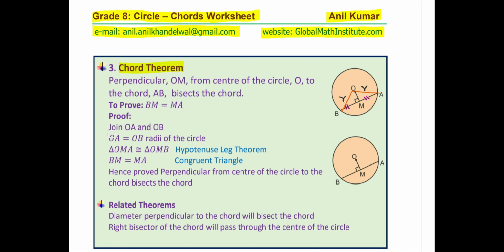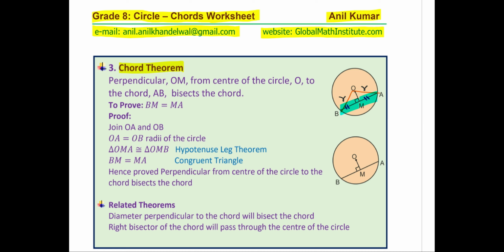So that is what I've written here. So you can go through this proof. We just join OA and OB. OA equals OB, radii of the circle. Triangle OMA is congruent to triangle OMB, hypotenuse leg theorem. And since they are congruent, each side is also equal. So MB equals MA. And therefore, we have shown that these 2 are equal. Perfect. That was the theorem. So I hope the theorem is clear to you.